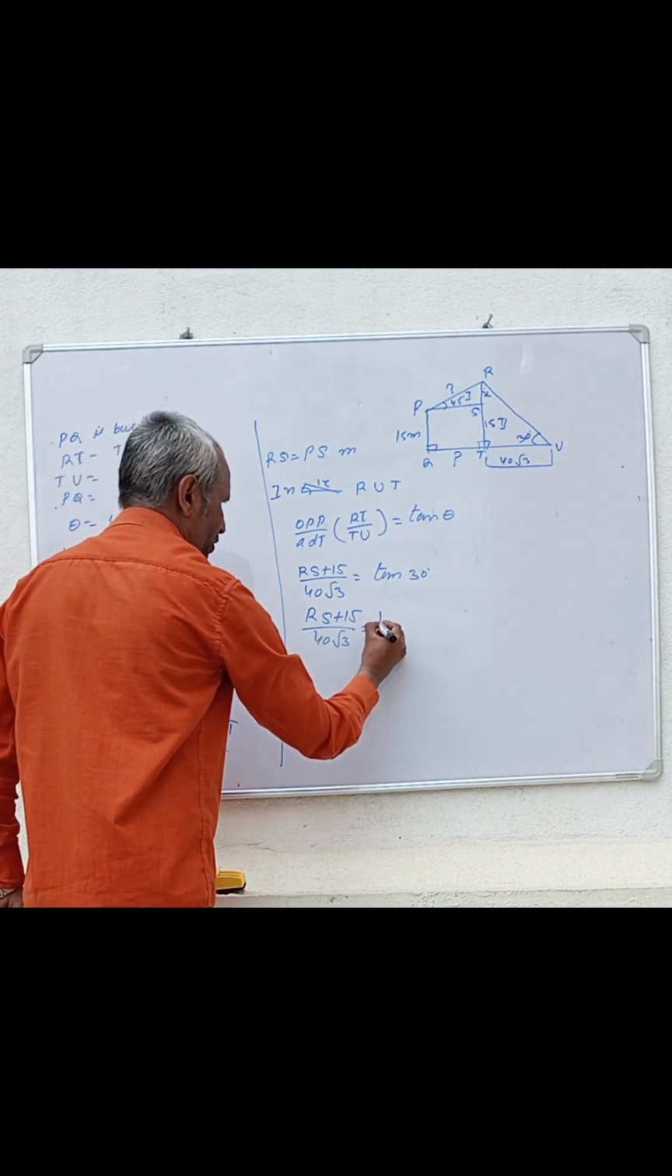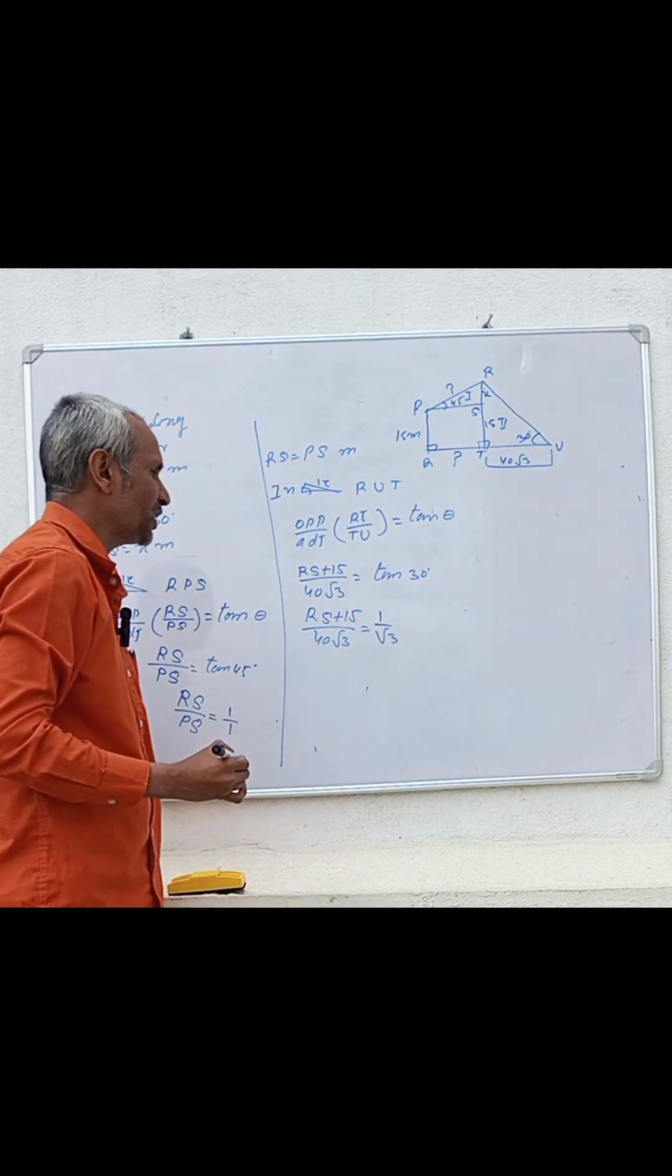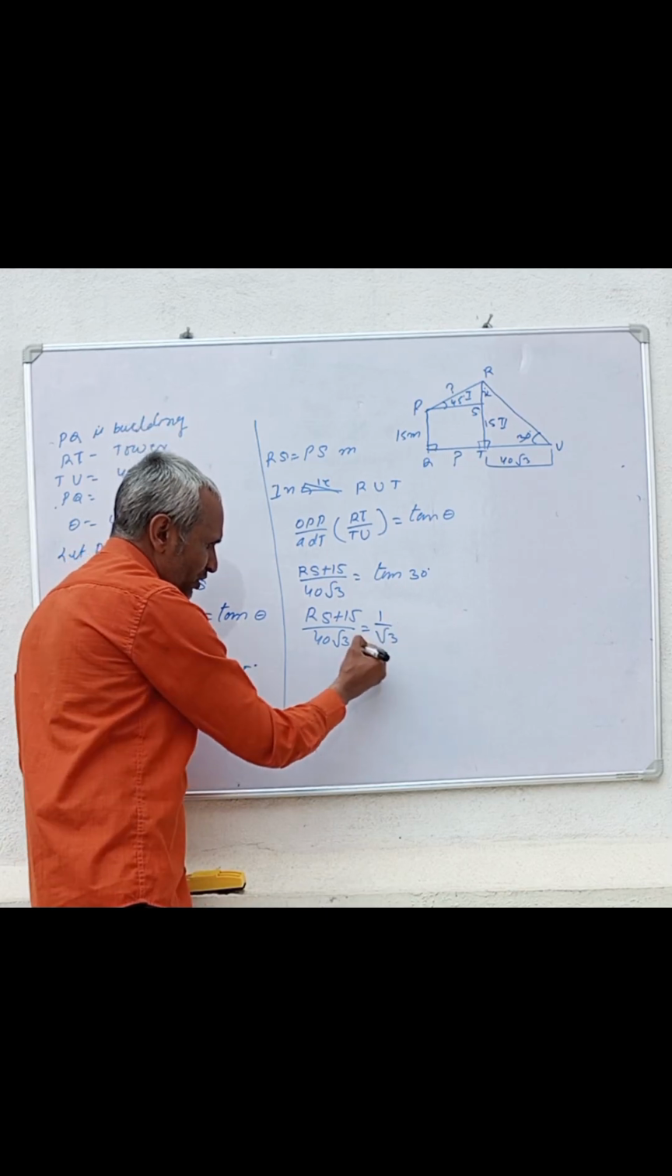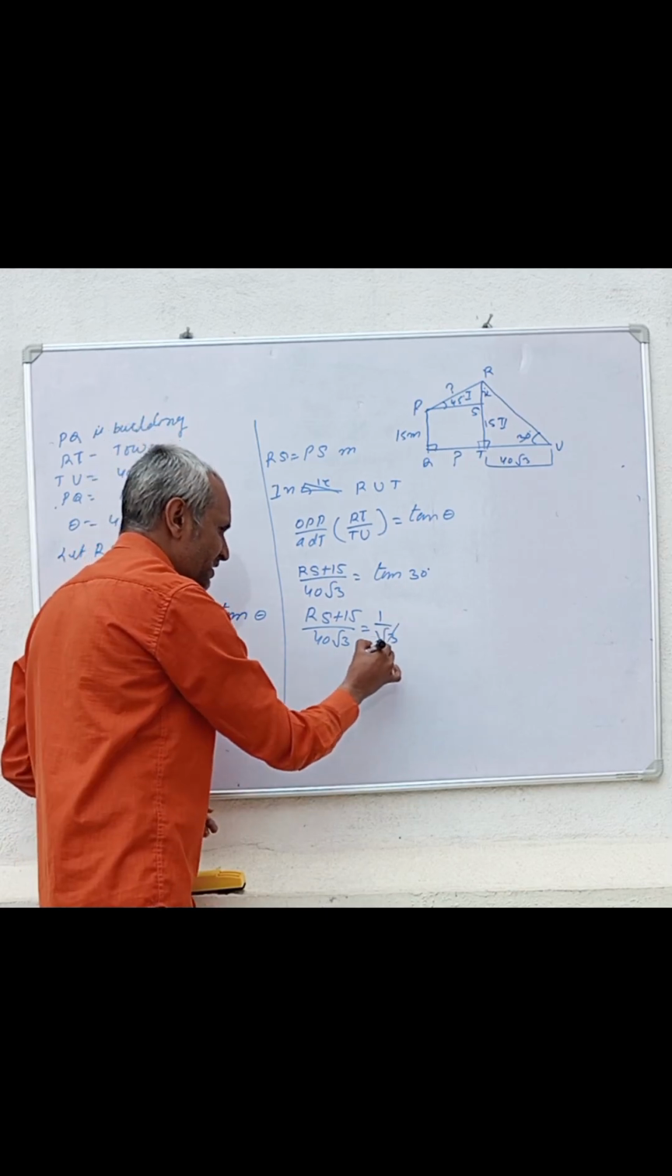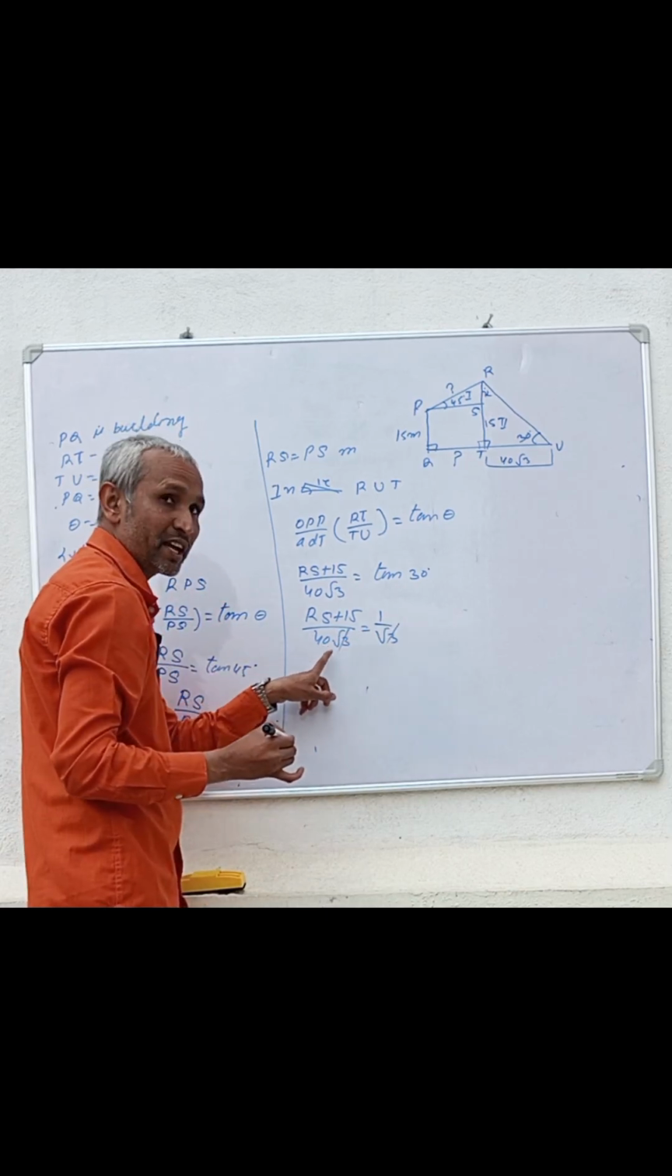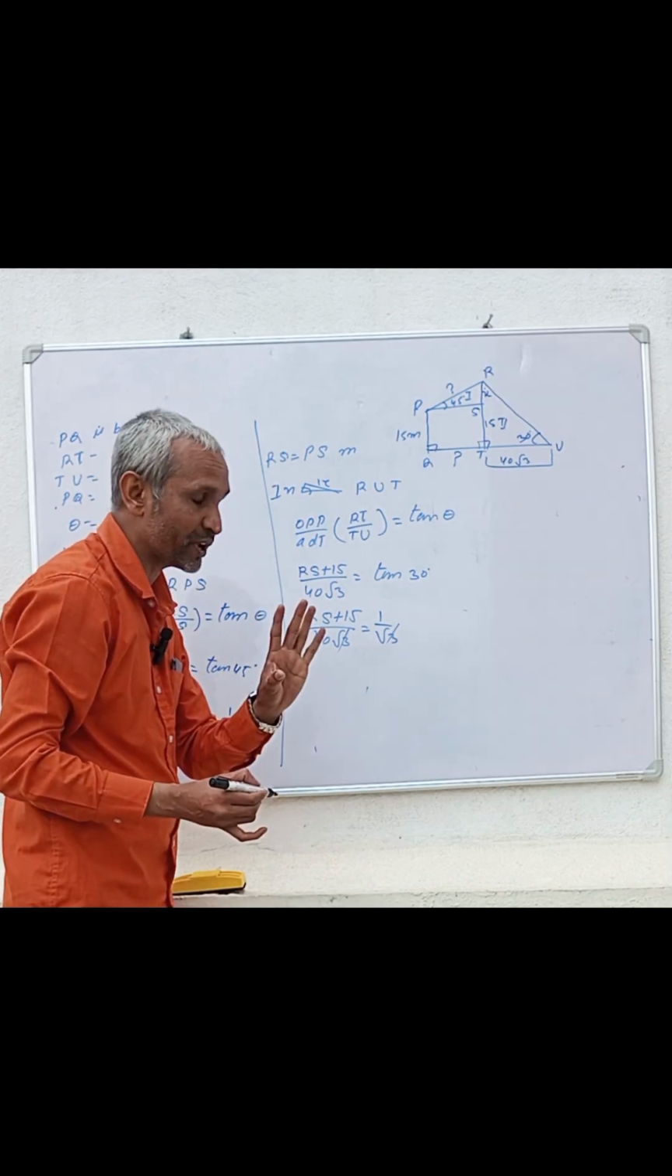Now cross multiplication. We can cancel this one also. If multiplying, this is cancelled. Because the equal sign is there, so that cancels. If the equal sign is not there, it cannot be cancelled.